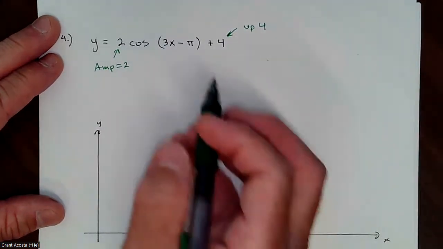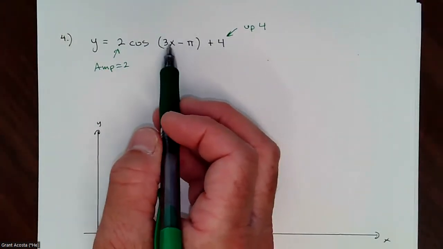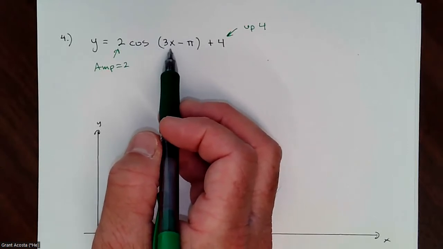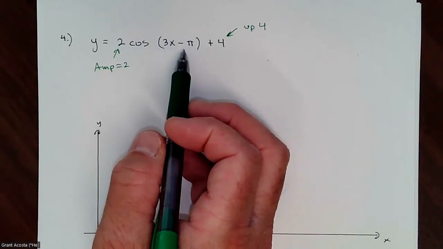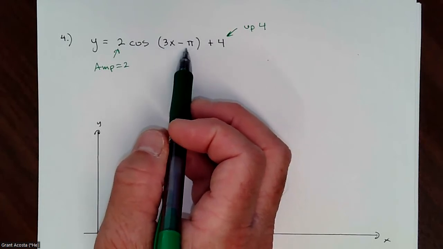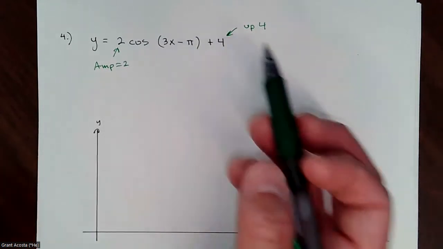Now, we've talked about both of the 3 and the pi both affect what we've just been talking about, meaning it's going to affect the period and there's going to be a horizontal shift. You have to be a little bit careful though. It looks like the graph's been shifted over by pi, but it's not really that.